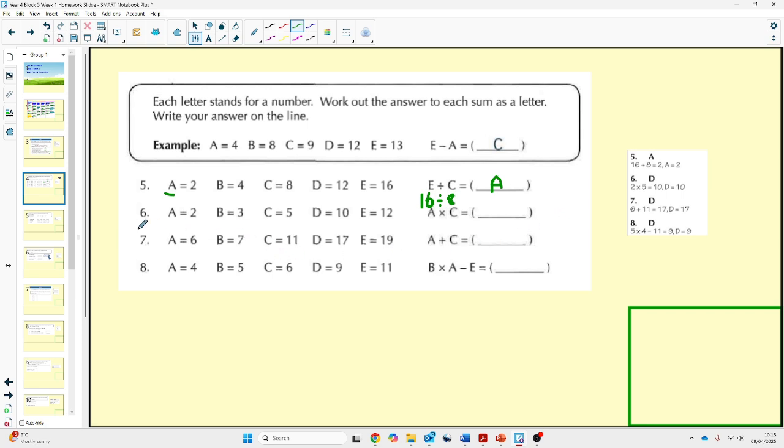It's really important when you get onto the next question, you refer to the next code. You don't use the code for question 5. Each question has its own unique code.